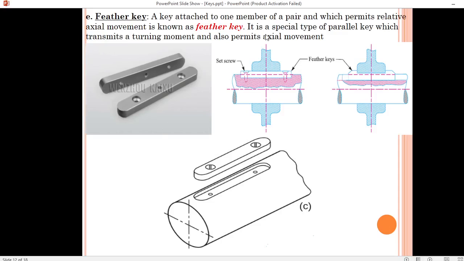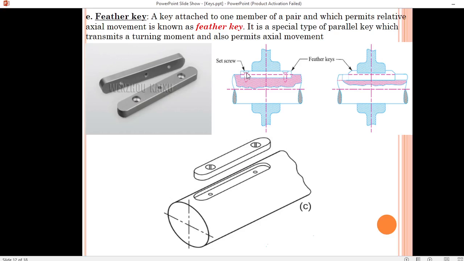Next is our feather key. So this is our feather key. A key attached to one member of a pair which permits relative axial movement as well as your turning movement. It is a special type of key which transmits turning movement and also the axial movement. So this is a special type of key.